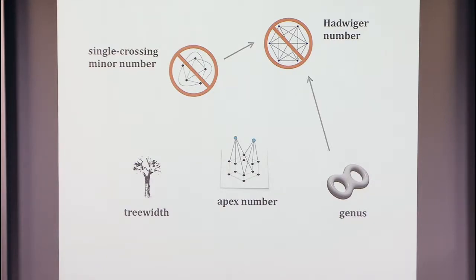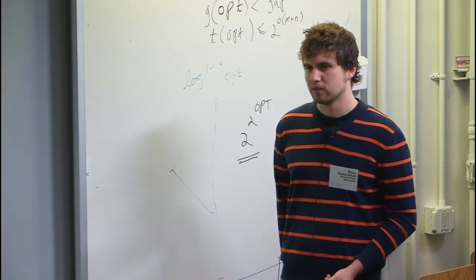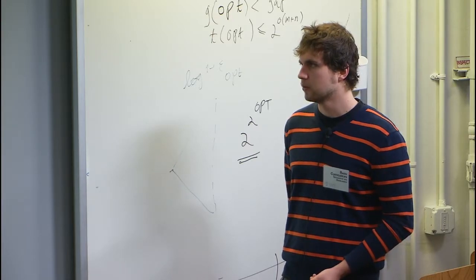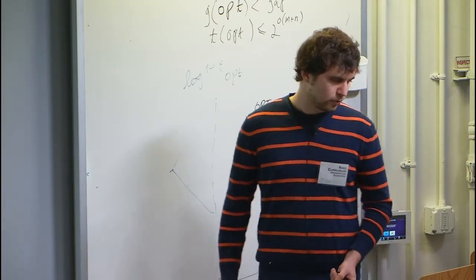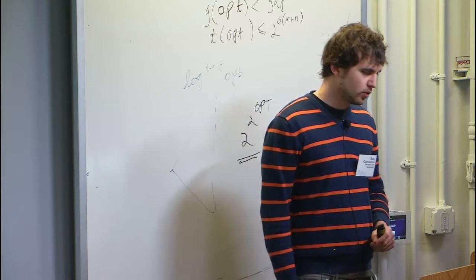Also, if you have a graph of bounded genus, then it's known that such graphs exclude some fixed set of minors, so you also have bounded Hadwiger number. You can also show that if the apex number is bounded, you also have bounded Hadwiger number. And in fact, if you have bounded tree width, then you have single crossing number also being bounded, because graphs of bounded tree width exclude a planar graph as a minor. And the planar graph is, of course, one that can be drawn in the plane with at most one crossing. So these would be the parameters that we're looking at in the following.